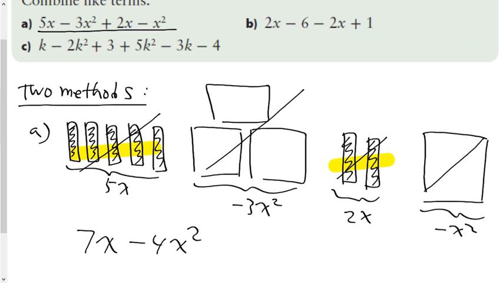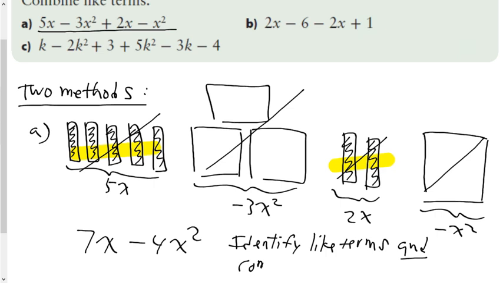So essentially, all we are doing here is identifying the like terms, right? All we are doing is identify like terms and combine the coefficients. So all we did there was identify the like terms and just combine the coefficients, right? Does that make sense?